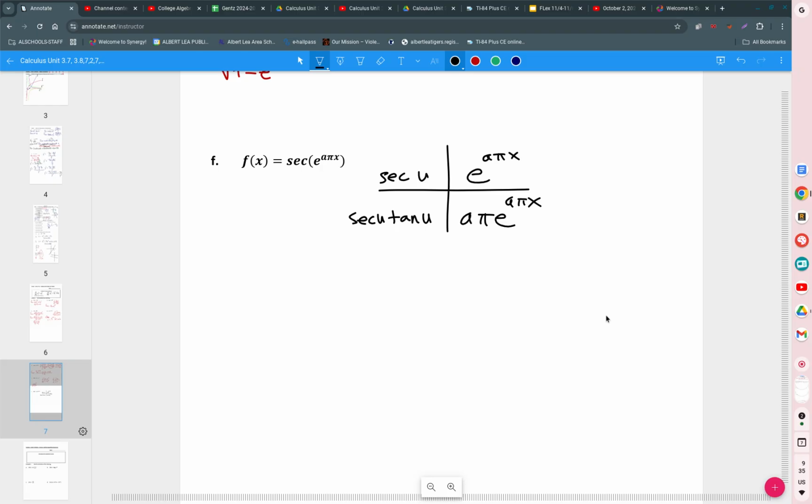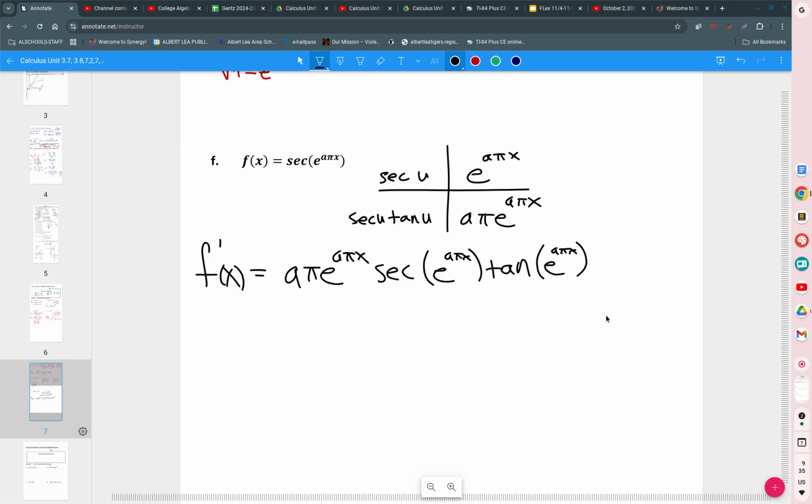And so f prime of x is equal to a pi e to the a pi x times the secant of e to the a pi x times the tangent of e to the a pi x. Doesn't that look kind of cool?